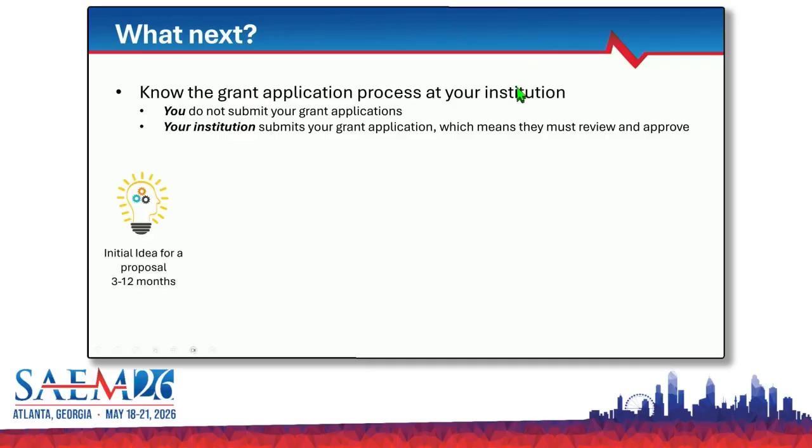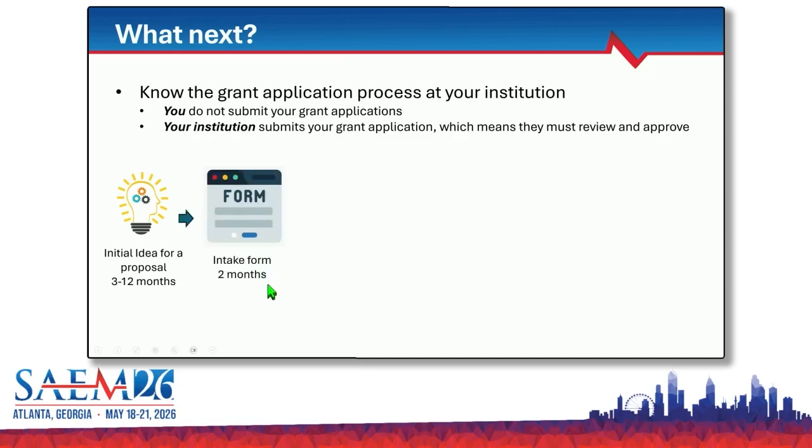So how does that work? Well, you're going to have an idea for your proposal, and you want to have that a long way in advance of the deadline. This says 3 to 12 months. I would say it probably should be more like 6 to 12 months, and sometimes it's 2 years ahead of time. Okay, so you have your idea. Then what?